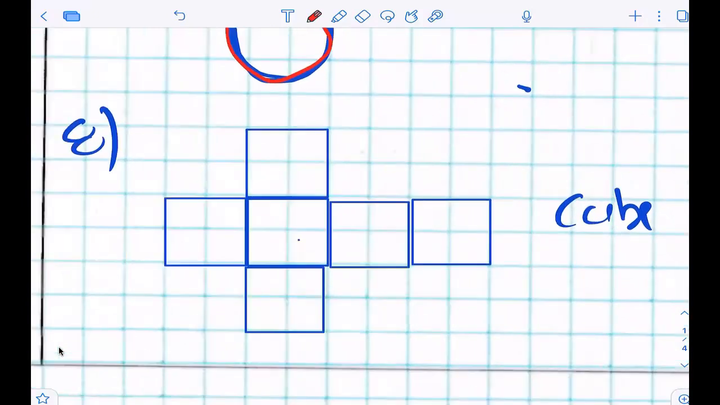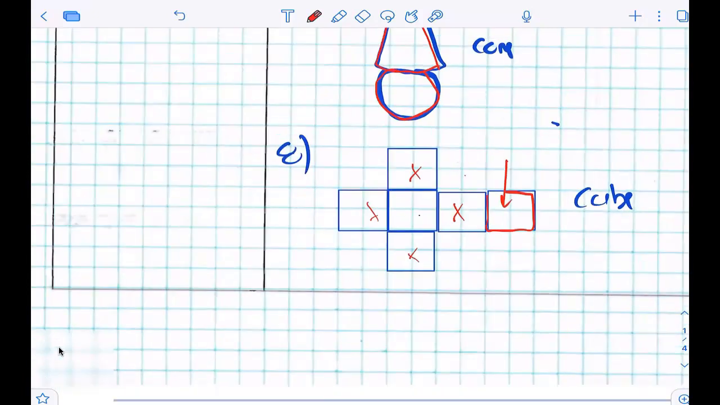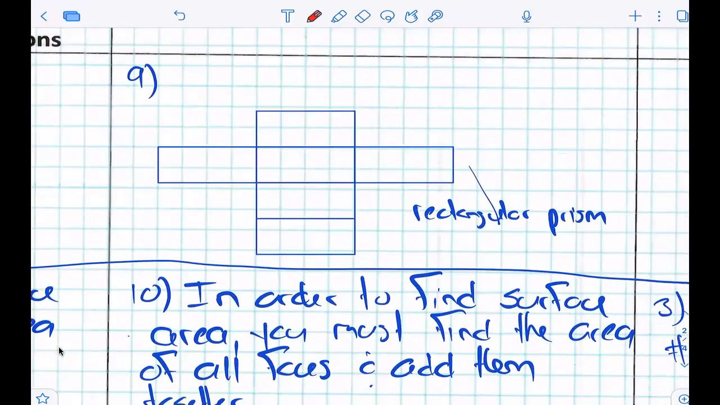What's this guy? Cube. This is like the top of the cube right here. These 1, 2, 3, 4 all fold up, and then this guy just seals off the top, right? What's this one? Rectangular prism. Same thing. This is the bottom, side, side, side, side, and this one here closes off the top, yes?